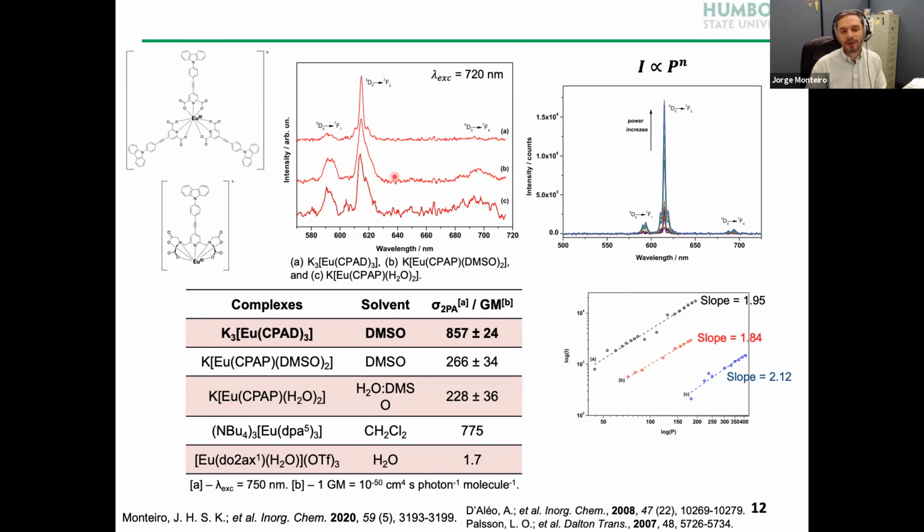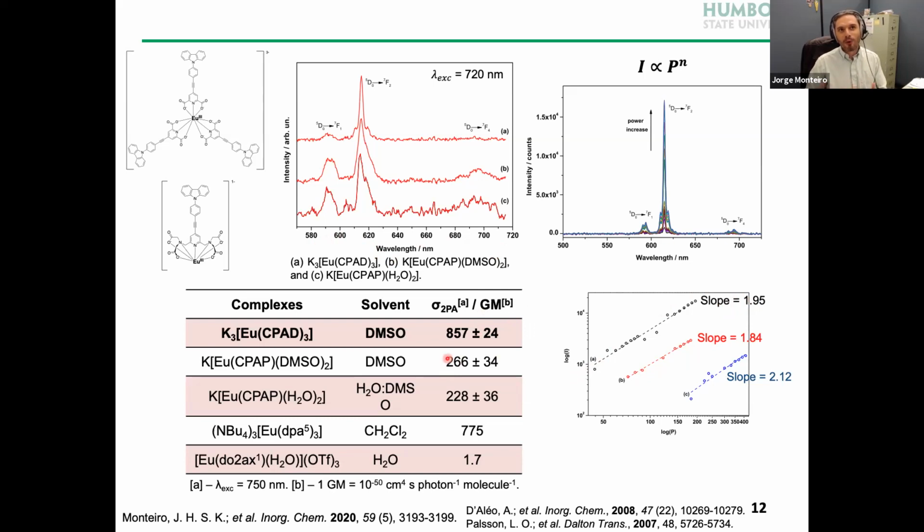To make sure we have a 2-photon process or a 2-step process, what we do is collect the emission spectra changing the power, and we plot log of the intensity as a function of log of the power of the laser, and the slope will give us the number of photons needed to achieve the excited state. Okay, so in all the cases we have nearly a 2-unit slope that confirms the 2-photon process, and it's not an artifact or anything else.